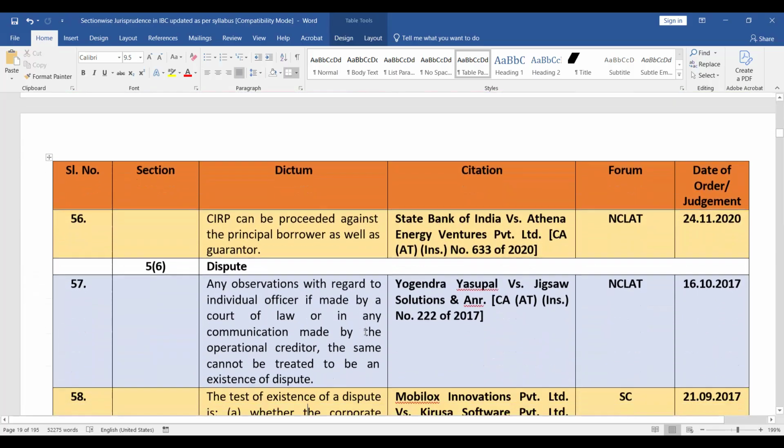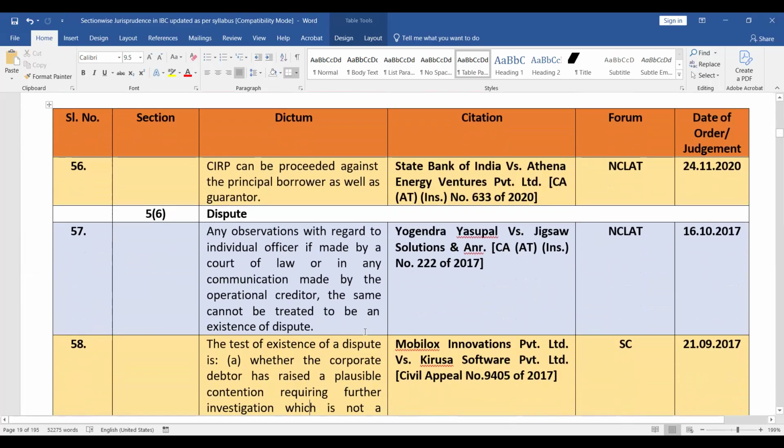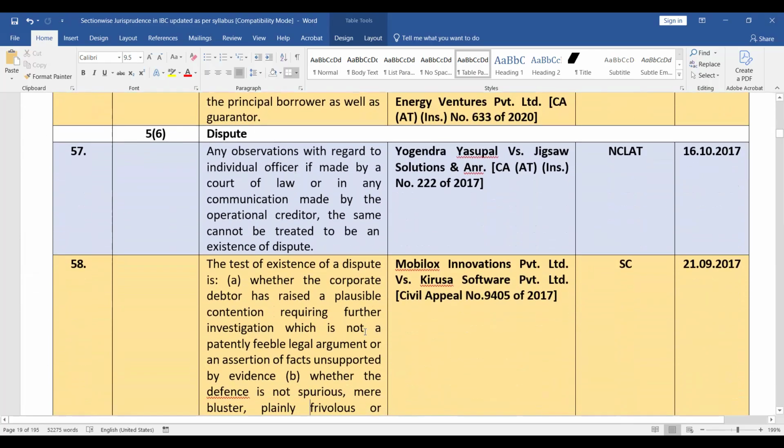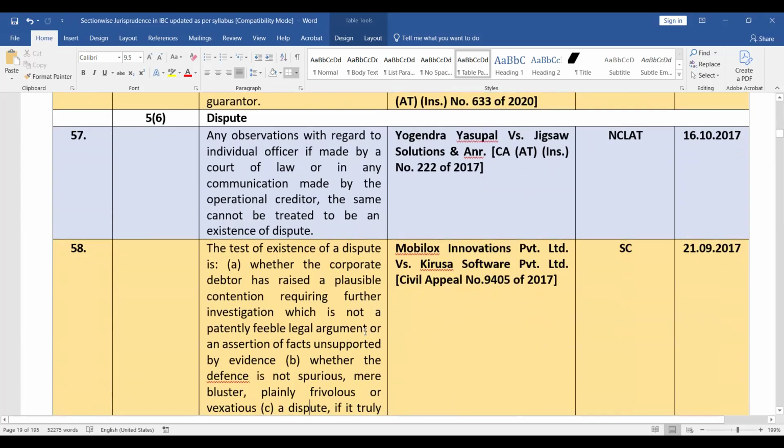CIRP can be proceeded against the principal borrower as well as the guarantor, against both it can proceed. What was said about dispute, Section 5 subsection 6: any observation with regard to individual officer, if made by a court of law or in any communication made by the operational creditor, the same cannot be treated to be an existence of dispute. ठीक है, अगर कोर्ट ने कोई ऑफिसर के अगेंस्ट में कोई ऑब्जर्वेशन दी है तो ये डिस्प्यूट नहीं माना जा सकता.